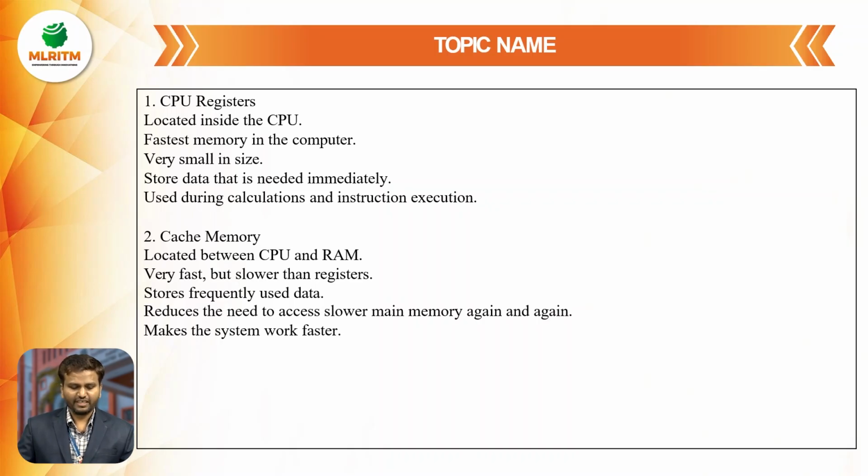Cache memory is located between the CPU and RAM. It is very fast, but slower than a register. It is also very fast; we have to compare it with the registers, and it will be a little bit slower.